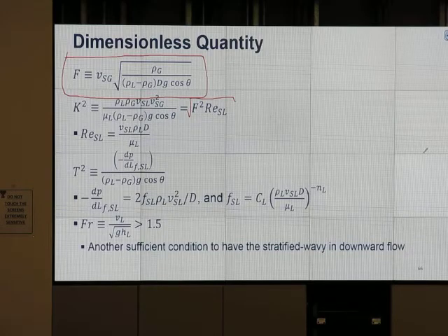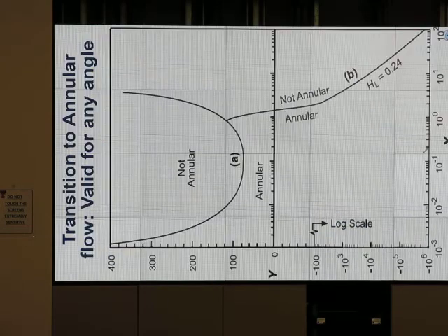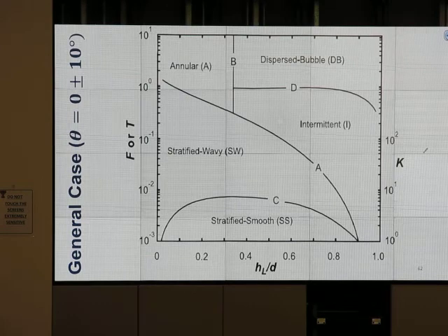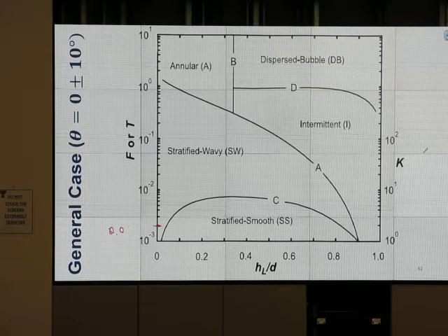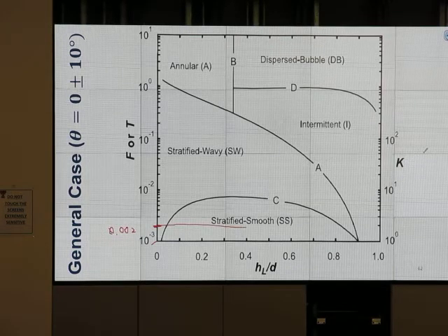So I calculate K. Let's say my K is this much, or 0.02. At the corner is 0.001, right? That line is 0.002. And my HL tilde is 0.4. So I'm in that region. In that region, I have stratified smooth.